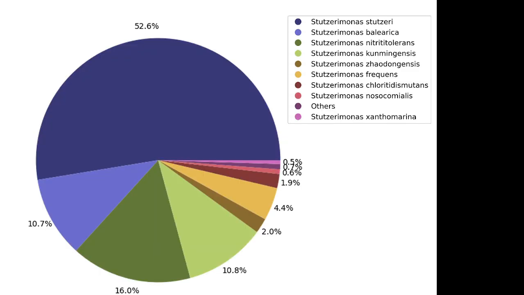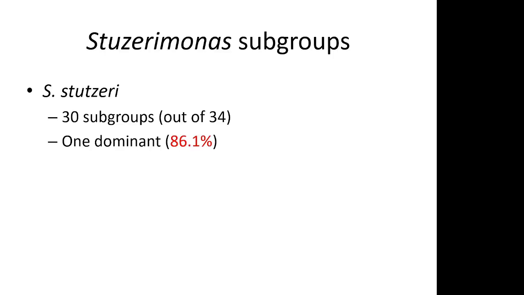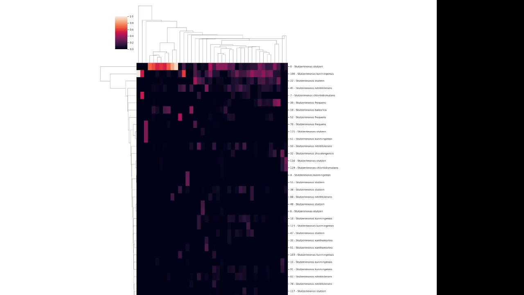All species were detected, and the distribution is, again, this, with Stutzerimonas stutzerii, which happens to be a nitrogen fixer, being the most prevalent one. And again, subgroups: we detected 30 subgroups out of 34, and one of them is dominant with 86.1%. And Stutzerimonas balearica was just one subgroup. So the results have the same flavor. We change the genus and we see things behaving more or less in the same way.